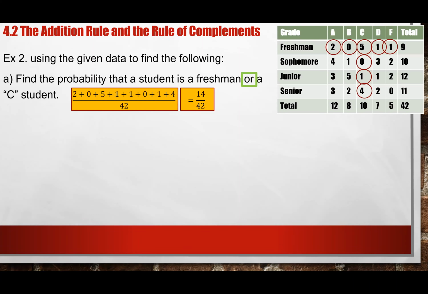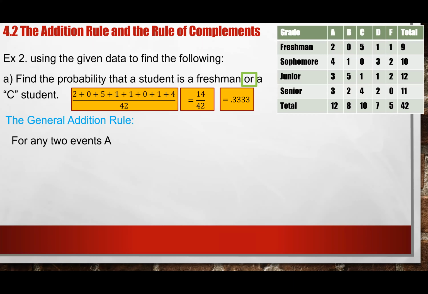And again, 14 over 42 is 0.333333 repeated, right? So in this problem, the intersection, you can't add the 5 twice. Exactly. Because in reality, you only have 5 students, right? Those 5 students are freshmen and also C students, right? So yes, that's the key, and that is the rule for your addition rule for probability.